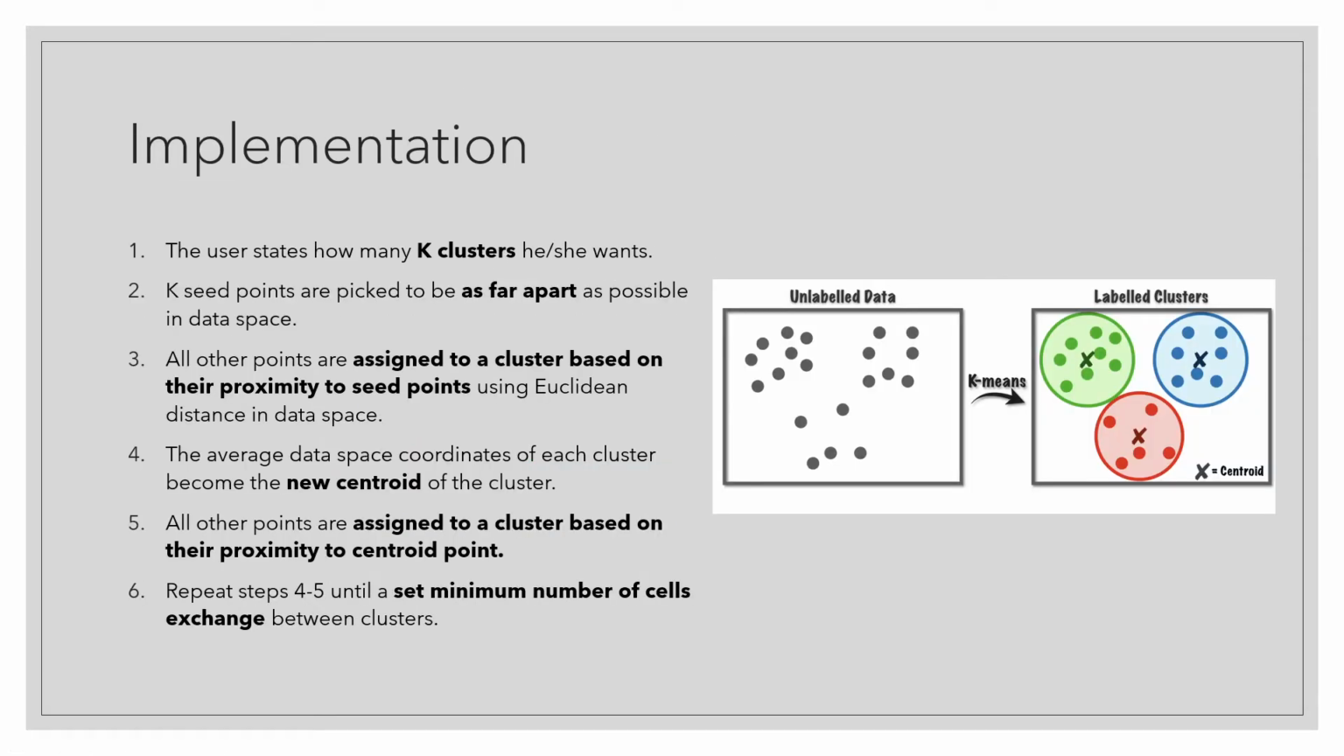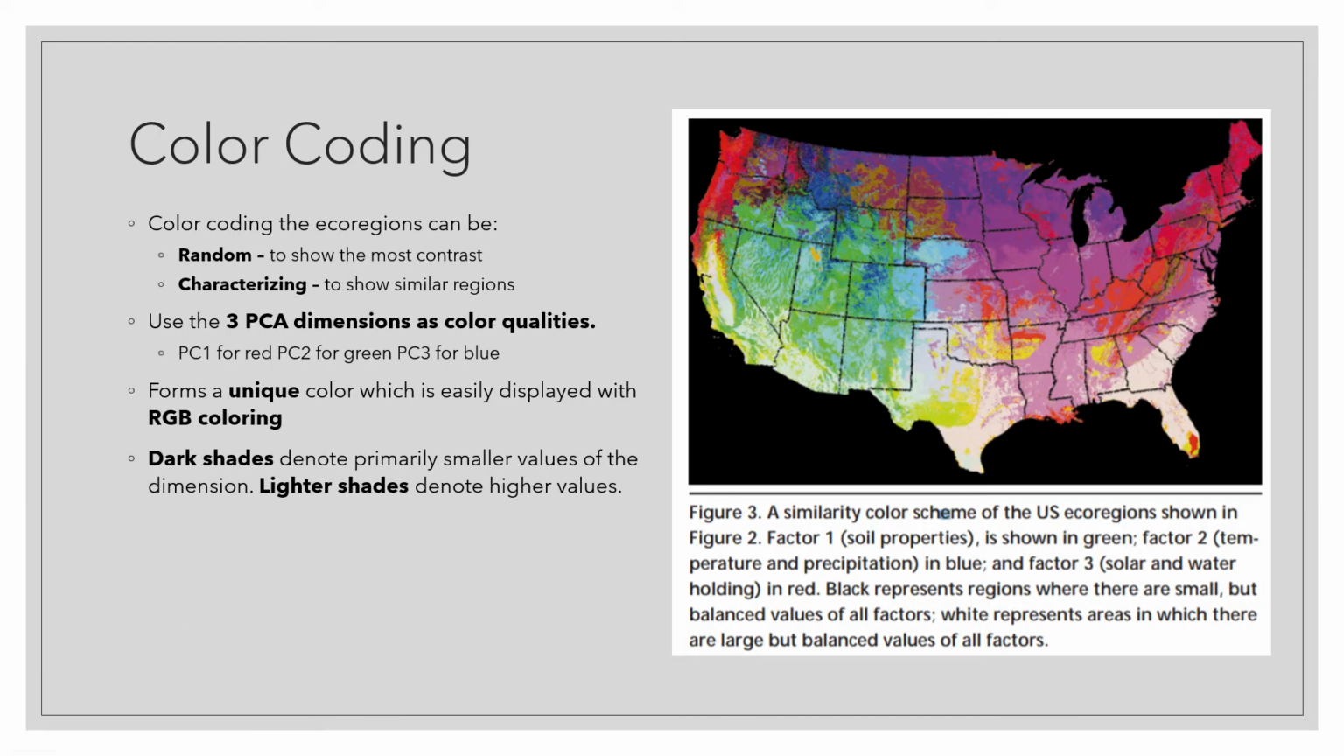How we implement this is we start with saying how many clusters we want. We could say K. Then K seed points are picked to be as far apart as possible within that data space, so not within the geographic space. All other points are then assigned to a cluster based on their proximity to those seed points, and this is using the Euclidean distance in data space. The average data space coordinates of each cluster becomes a new centroid for the cluster, and that centroid takes over the role of the seed. All other points are assigned to a cluster based on their proximity to that centroid point. We repeat the last 2 steps until a set minimum number of cells exchange between clusters.